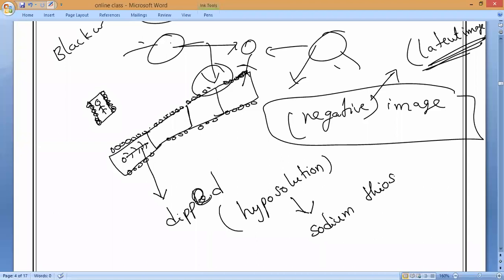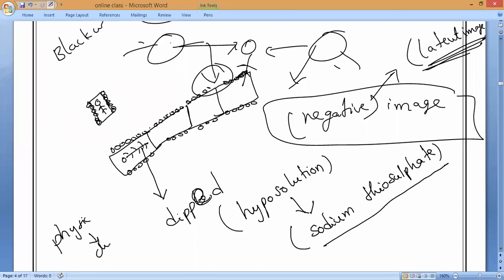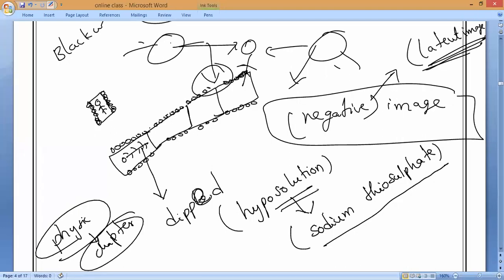Sodium thiosulfate. Remember this chemical compound; we will study it again in Physics chapter 2, where we use this chemical. Once they produce the negative, they dip it in this chemical, which is called hypo solution.